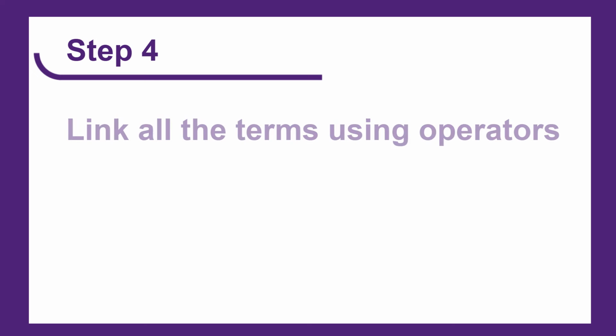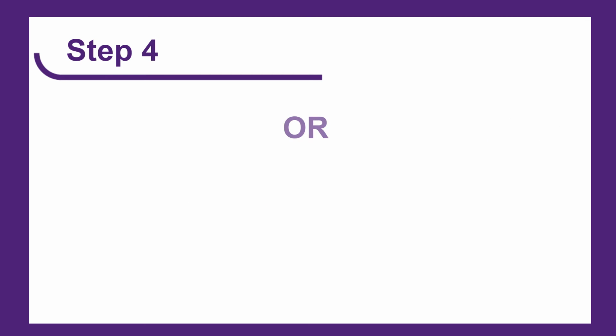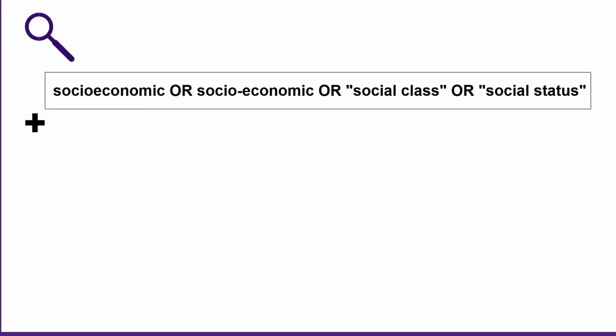Step 4. Link all the terms using operators such as ands and ors. Once you have identified all the relevant search terms, they need to be logically combined in a way that finds useful literature. Most databases allow you to combine terms logically using operators such as and or. Or is used to link terms and phrases of a similar meaning. You can place all the words related to the concept socioeconomic in the search box in the database and link them with an or. Add phrases in inverted commas.